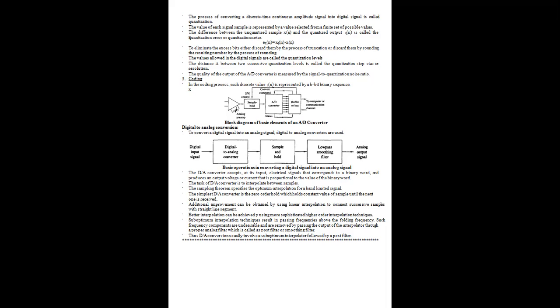Suboptimum interpolation techniques result in passing frequencies above the folding frequency. Such frequency components are undesirable, and they are removed by passing the output of the interpolator through a proper analog filter, called a post filter or smoothing filter. Thus D to A conversion usually involves a suboptimum interpolator followed by a post filter. This is how analog to digital and digital to analog conversion takes place.